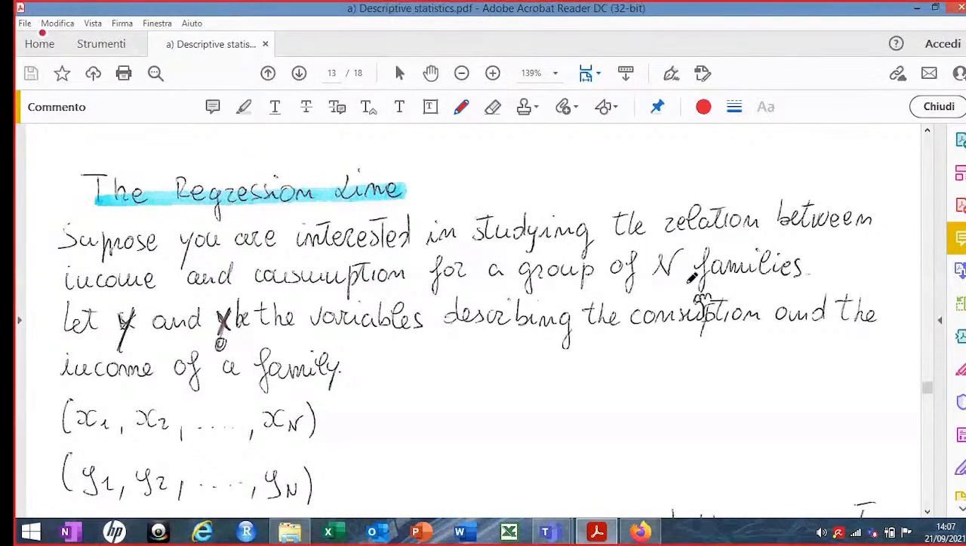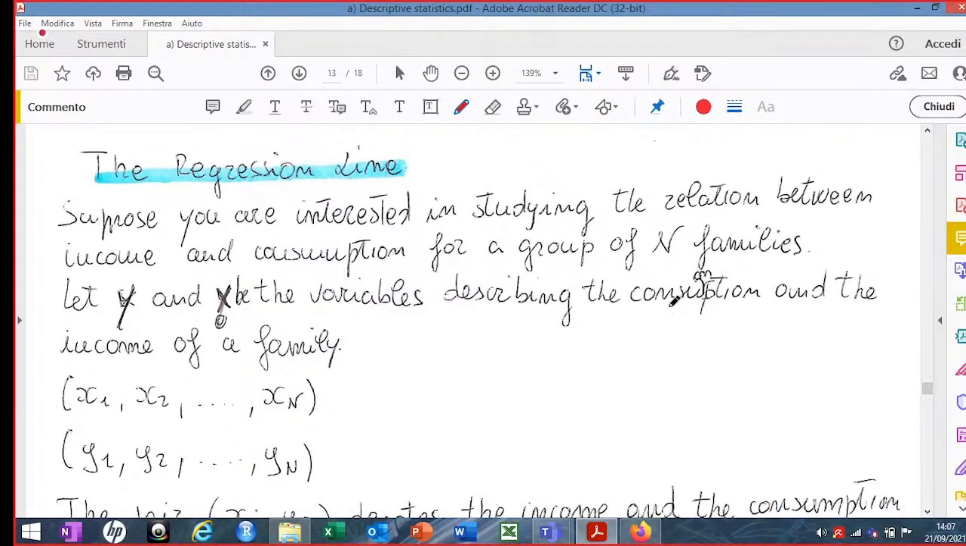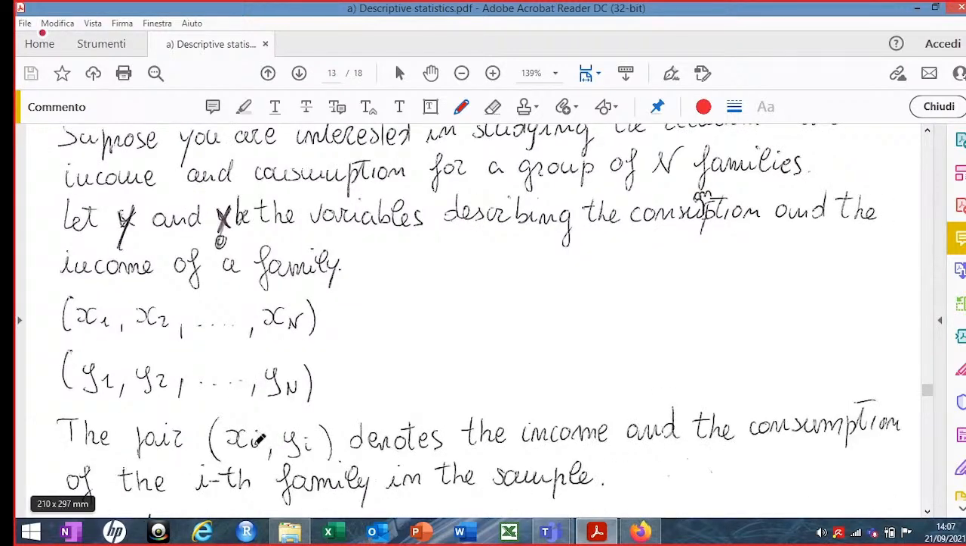Now we want to go on, and we always have in mind this sort of linear relationship between two variables. Let x and y be the income and the consumption of the families in the sample. This is the sample containing the income of the n individuals, and this is a sample containing the consumption of the same n individuals. As I told you before, the pair (xi, yi) can be used to represent the ith individual in a system of Cartesian axes. In particular, xi is the income of the ith family, and yi is the consumption of the ith family in your sample.